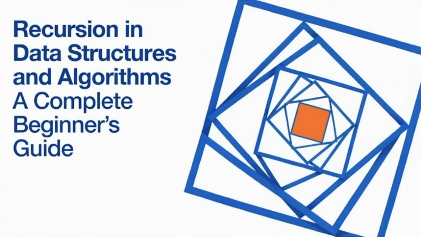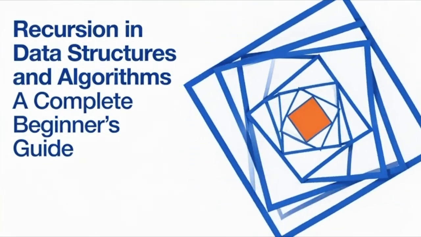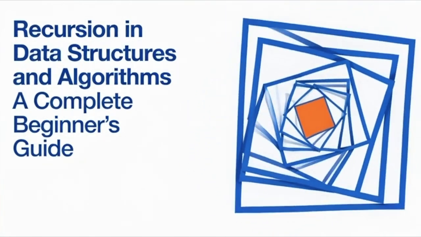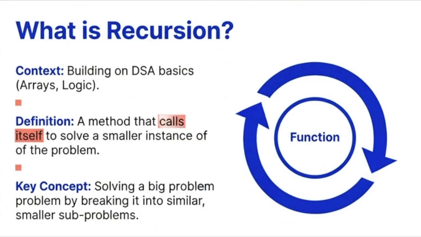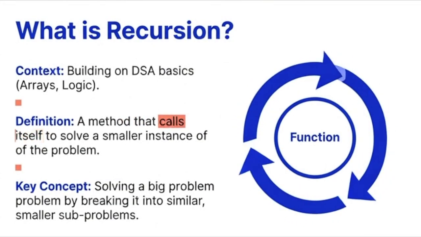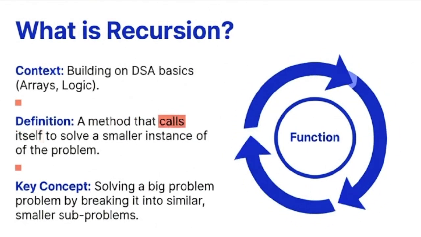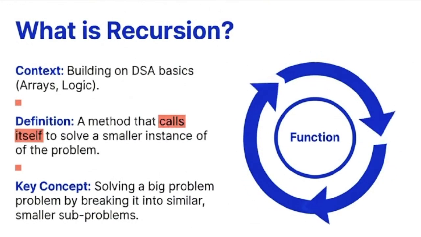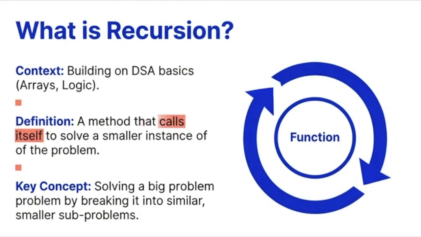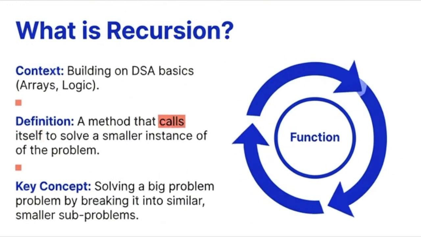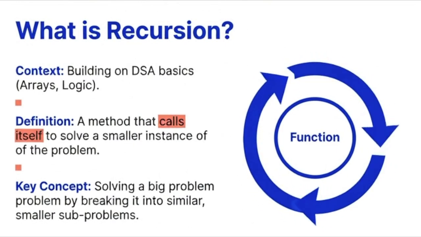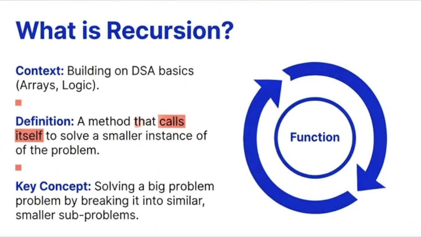We are building on our knowledge of basic arrays and logic to understand how functions can solve massive problems by simply talking to themselves. By definition, recursion is a method that calls itself to solve a smaller instance of the same problem. Think of it as a strategy. You take a big overwhelming problem and break it down into smaller sub problems until they are easy to solve.